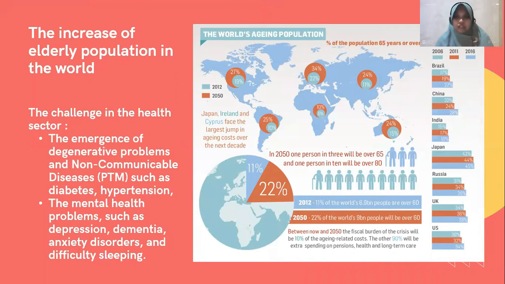Okay, this is the world's aging population. There are so many elderly people in the world, and they are increasing. The challenge in the health sector is the emergence of degenerative problems and non-communicable diseases such as diabetes, hypertension, and also mental health problems such as depression, dementia, anxiety disorder, and difficulty sleeping.